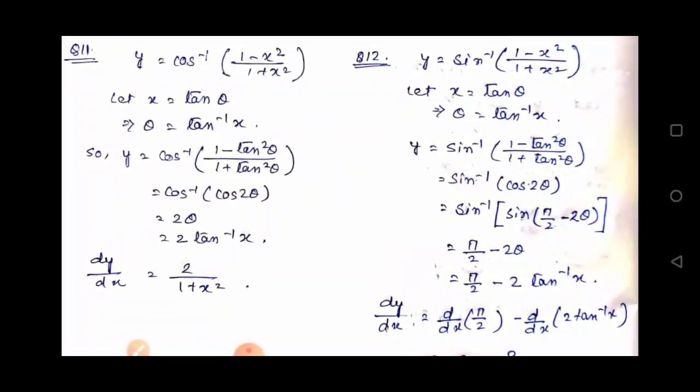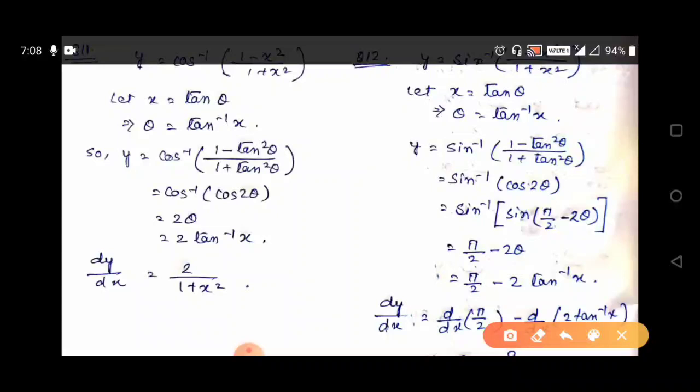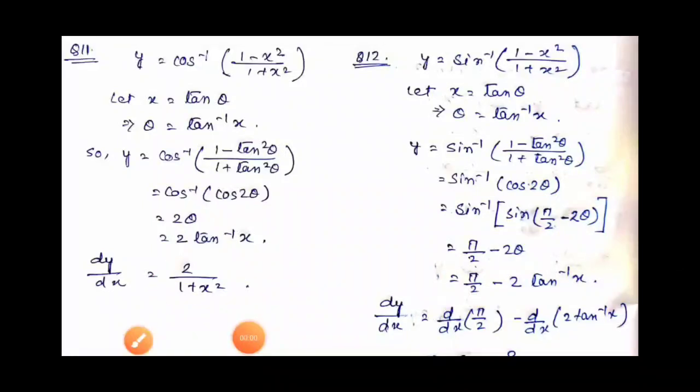Here again we will consider x is equal to tan theta. So, whenever we will write tan theta in place of x, we will get the formula of cos 2 theta. So, from here we will get 2 tan inverse x. Derivative of tan inverse x is 1 by 1 plus x square. So, dy by dx is equal to 2 by 1 plus x square.